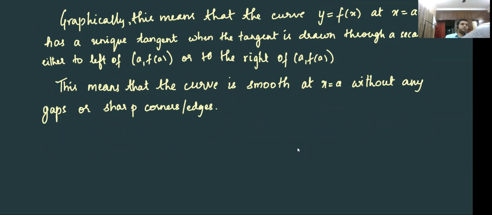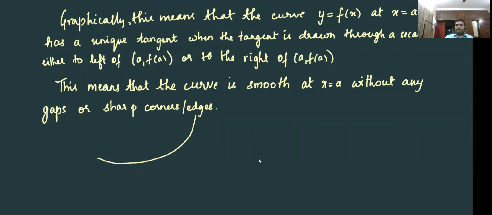So now I will give an example. Essentially when you say derivative, just by looking at the curve, you can tell whether the function is differentiable at that point. So if the curve is changing its slope of the tangent very smoothly, continuously like this, then it is differentiable.